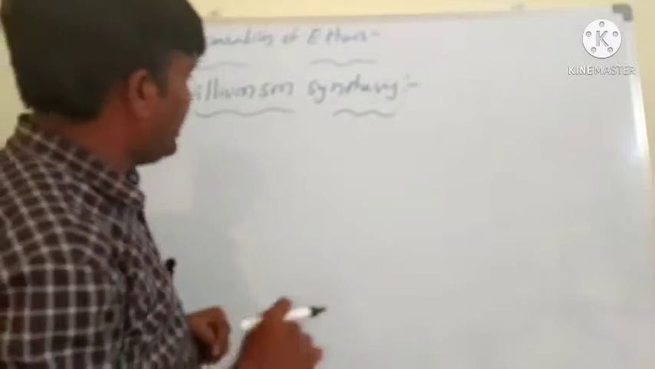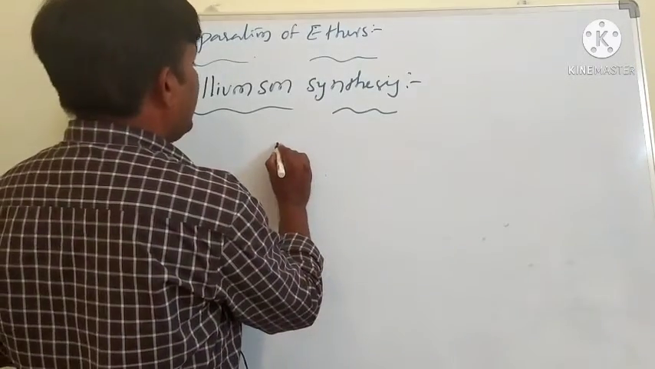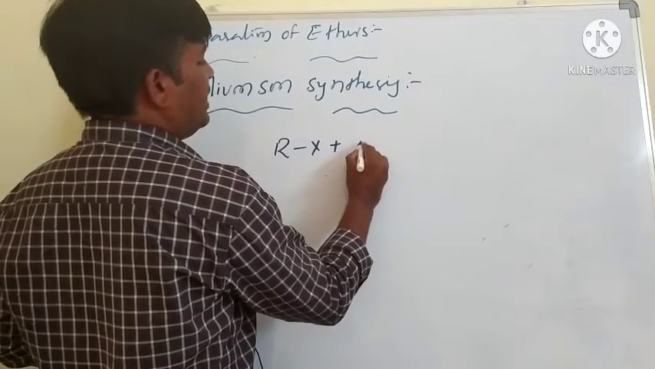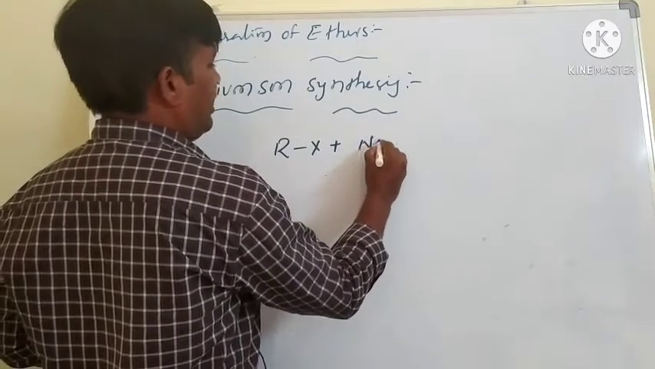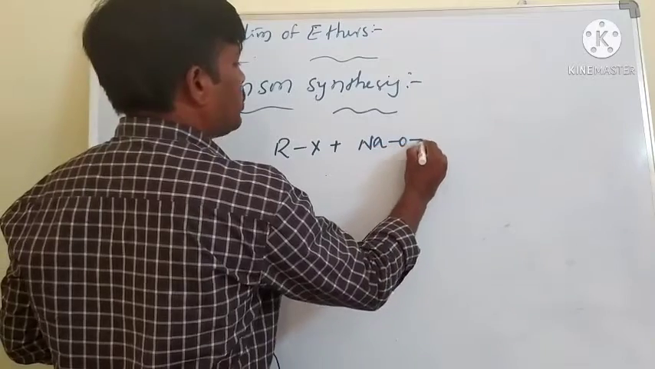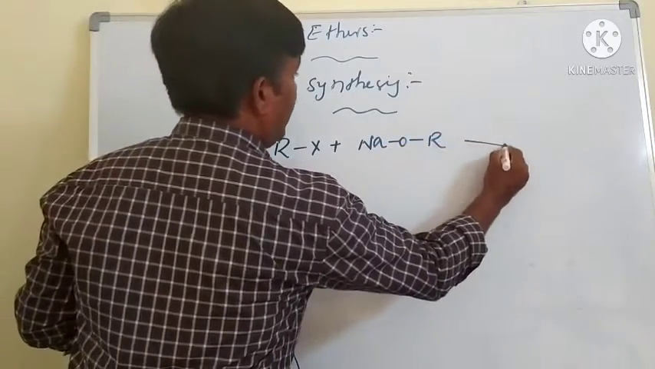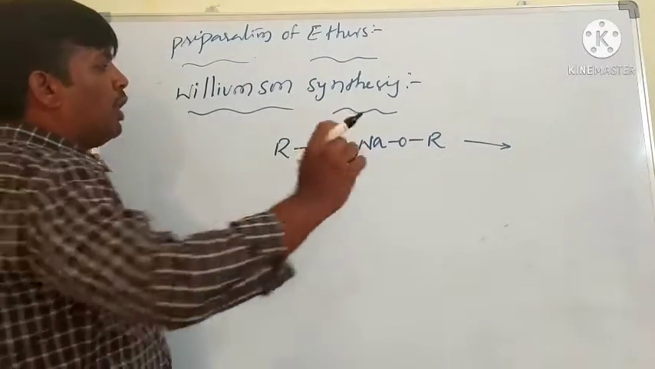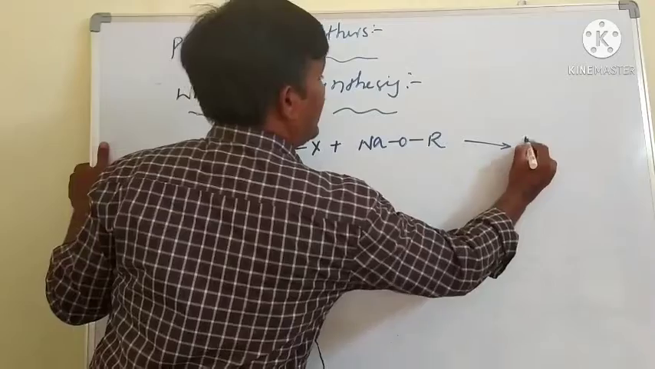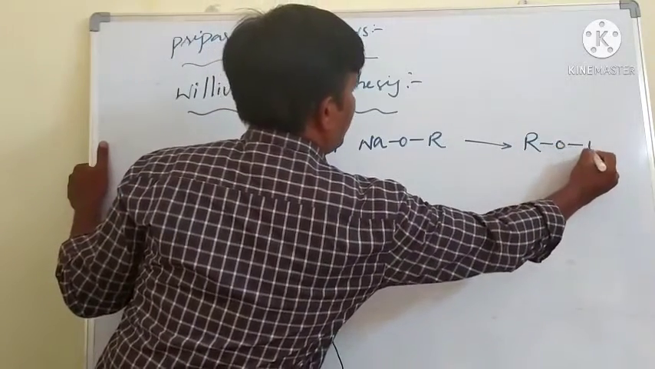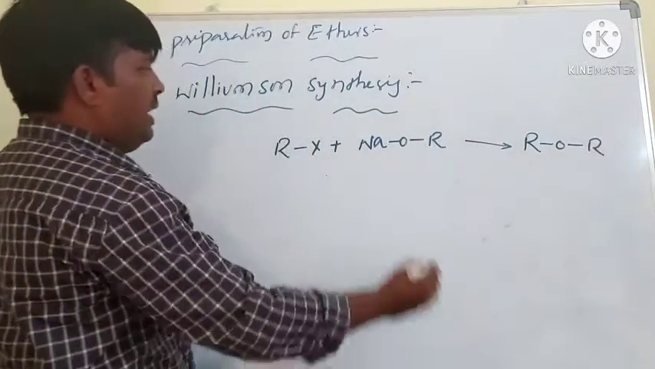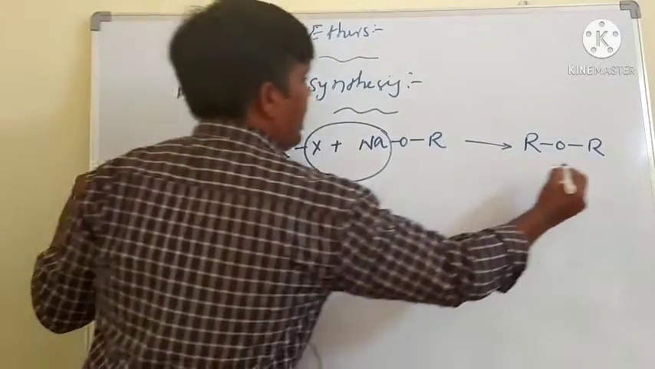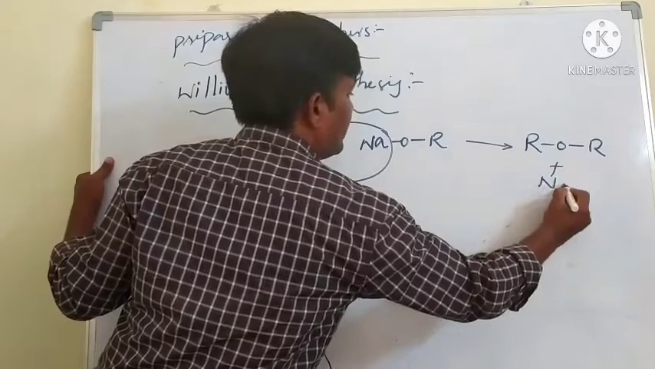What is the reaction? Alkyl halide reacting with sodium alkoxide. Therefore, formation of ethers takes place. Here, removal of NaX, formation of ethers takes place.